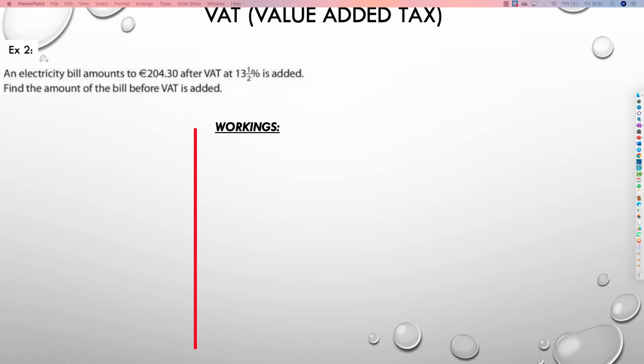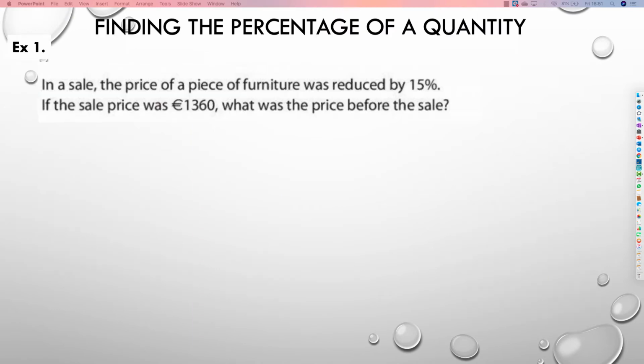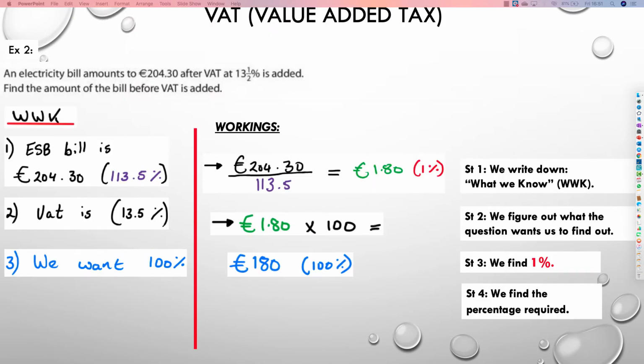Yeah, we're going to divide 204.30 by 113.5. That's going to give me how much then? And that's equal to how much percentage? 1%, right? I'm going to do that. Good stuff. We get 180 euros, 100%, exactly. Perfect.